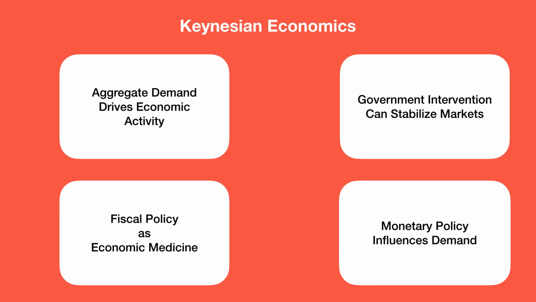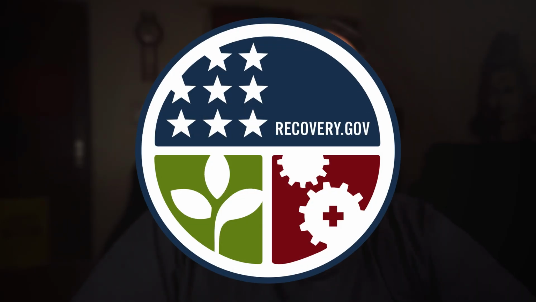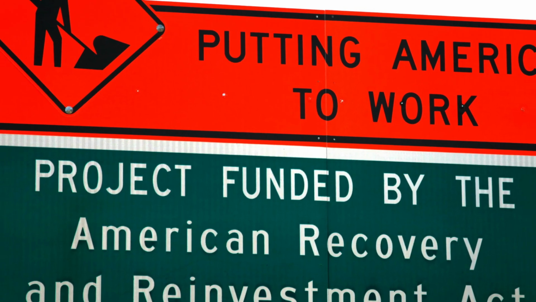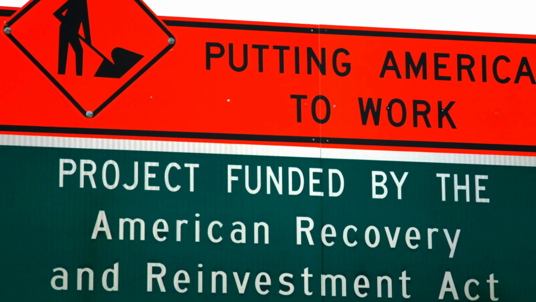President Barack Obama inherited the worst economic crisis since the Great Depression and a debt approaching $13 trillion. His response embodied classic Keynesian economics. When private demand collapses, the government must step into the breach. The American Recovery and Reinvestment Act injected $831 billion into the economy through infrastructure spending, tax cuts, and state aid.